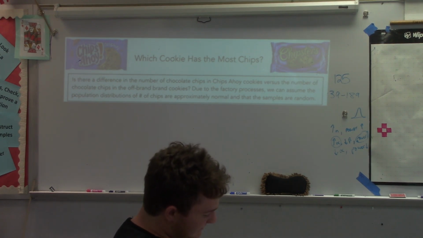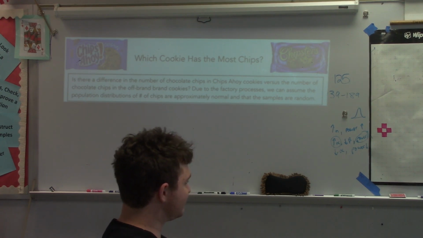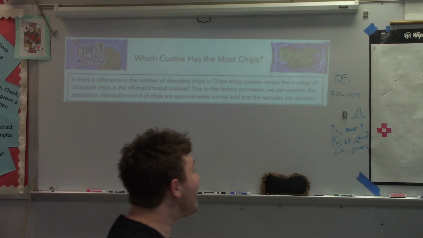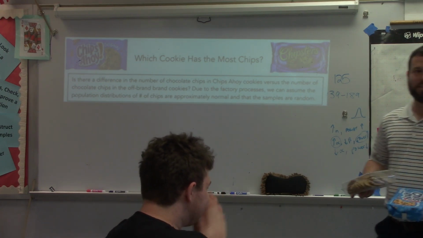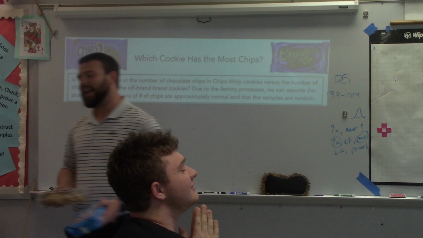All right. So, is there a difference in the number of chocolate chips in Chips Ahoy cookies versus the number of chocolate chips in an off-brand cookie? Now, granted, we decided not to go off-brand because Publix was available. Publix cookies are the best! Actual Publix cookies. So I'm hyped about this. If you never had a Publix chocolate chip cookie, it's a good time. All right. I'm so happy.